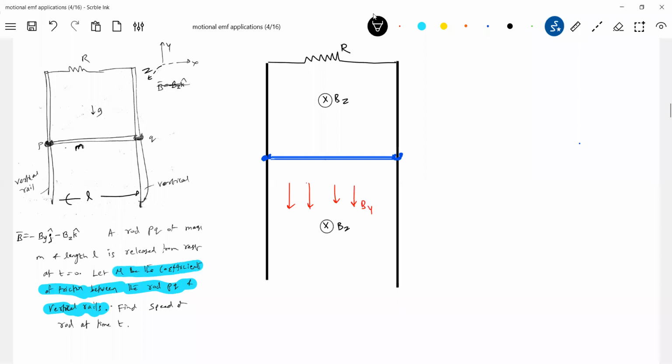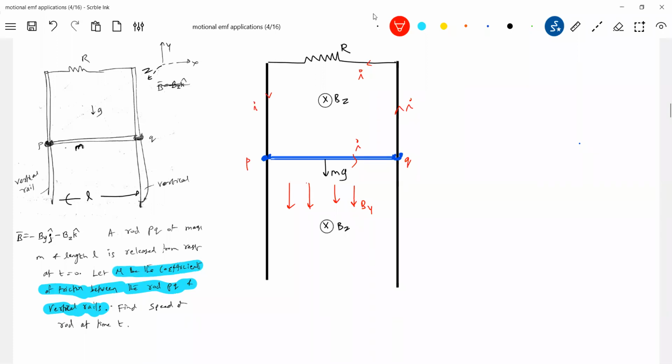Now the rod is released. The weight mg will act. So due to weight mg, it will start sliding down. Then as it starts sliding down, flux linking the loop varies, and negative flux increases, so dφ/dt is negative, EMF induced is positive. So what direction should the induced current flow? The induced current should flow anti-clockwise. Initially at t equals 0, the rod is released from rest, and because of weight, it starts sliding down. As it starts sliding down, the flux linking the loop varies. Then the induced current will flow anti-clockwise.